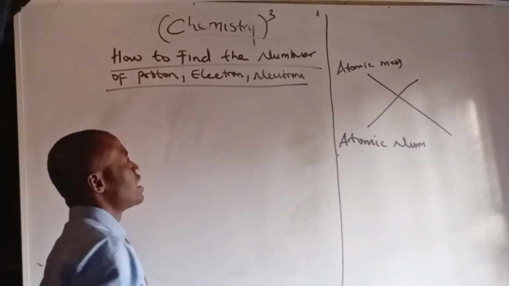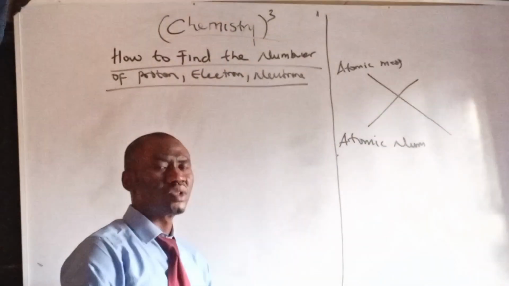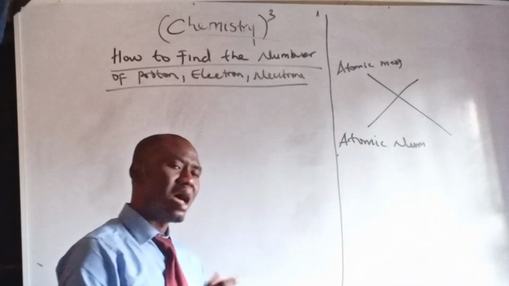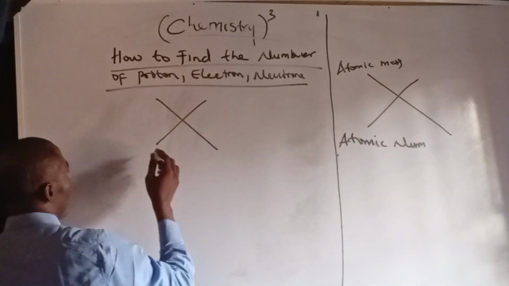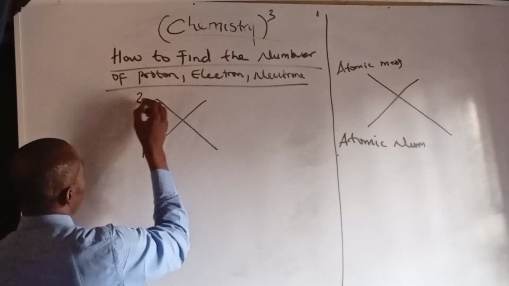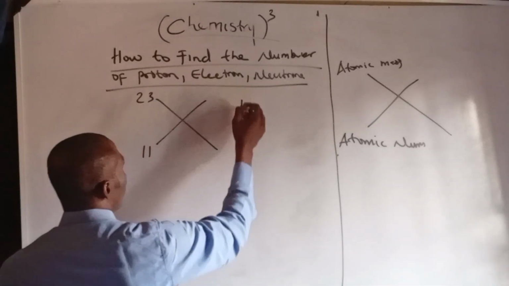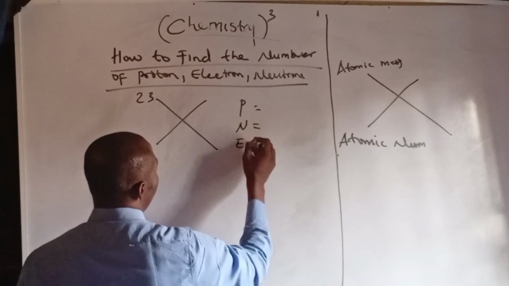Now, if you're given a certain atomic number, x, which you don't know, and you're asked to find the number of protons, number of electrons, and number of neutrons, how do you do that? Let's say this is the atomic number of the element, and this is 11, this is 23. And then you're asked to find the number of protons, neutrons, and electrons.